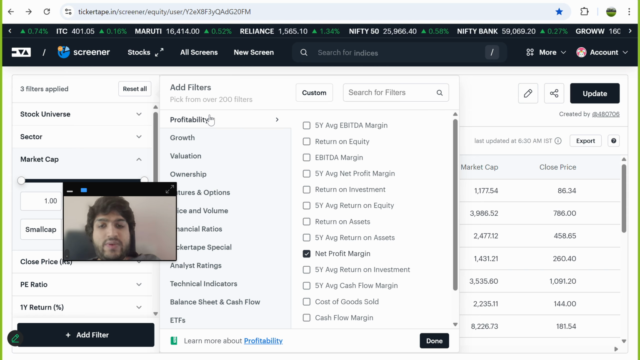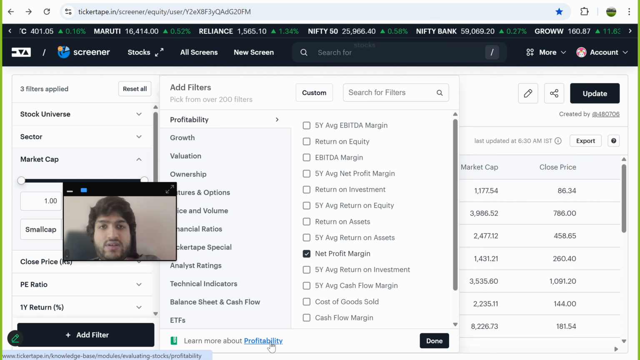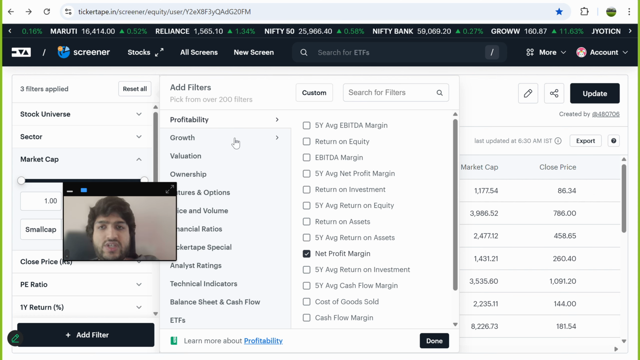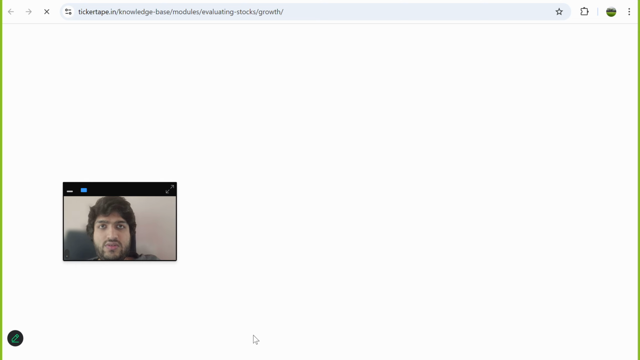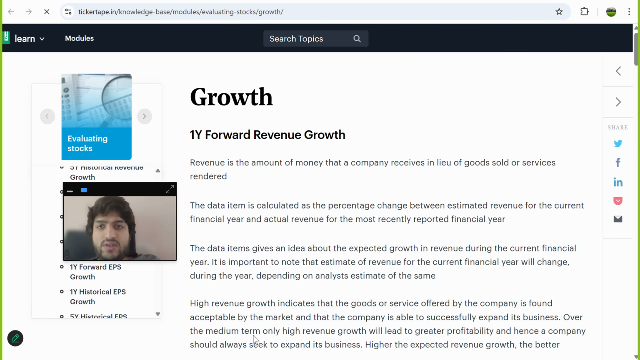So you can check the profitability. So let's check about the growth. So how is the growth evaluated here? That's what is shown. One by one, we will be seeing it later. Now let's look at the common things.